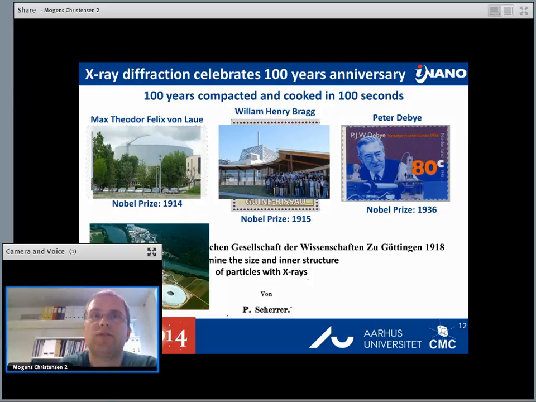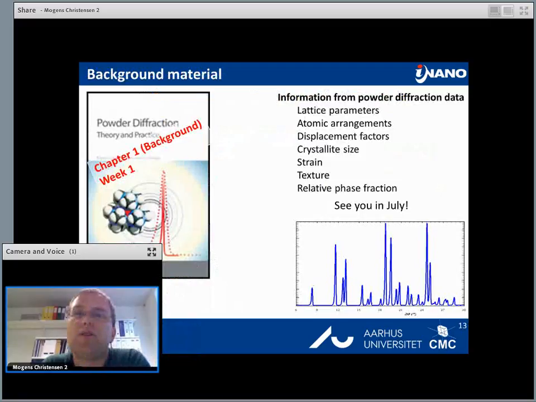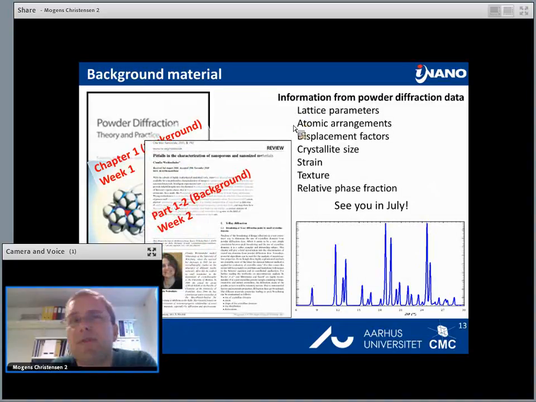So that was diffraction in about 100 seconds. I'll go into much more detail, but before that, I hope that you will go through and read chapter 1 in the book Powder Diffraction: Theory and Practice that I have given you. There's a lot of information in the powder diffraction data. So you see a powder pattern at the bottom here, but there's a lot of things that you can deduce, like lattice parameters, atomic arrangement, displacement factors, crystallite size, strain, texture, and relative phase fractions if you have more than one phase in your sample.